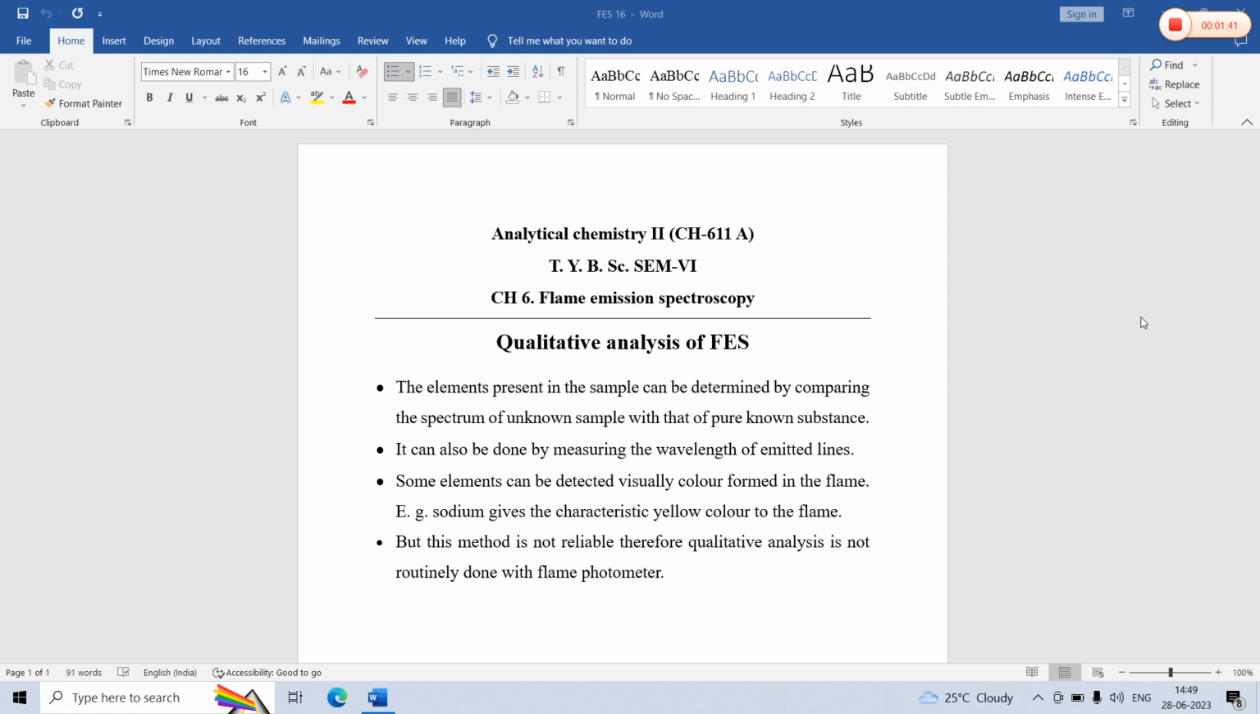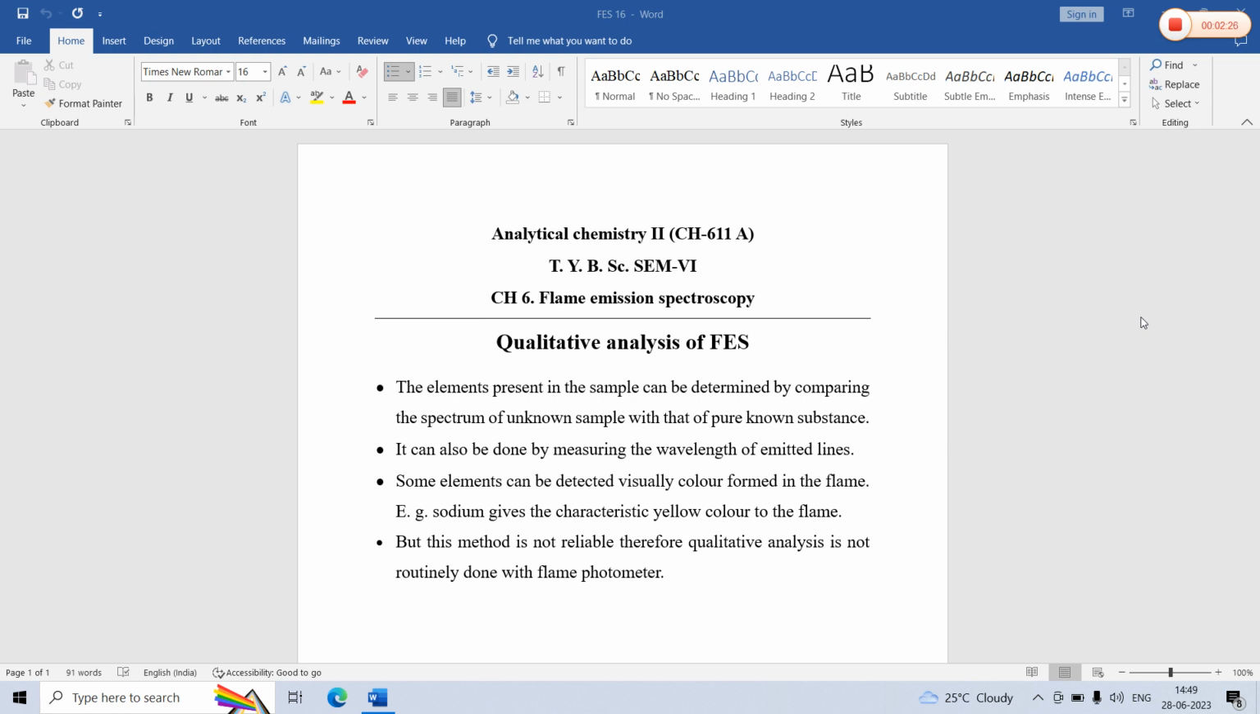Now, for this qualitative estimation, qualitative analysis is defined as what element is present in the sample, its identification, its recognition. That is nothing but qualitative analysis. So qualitative analysis is defined as the branch of analytical chemistry which gives the identification of elements or mixture or components present in the sample.